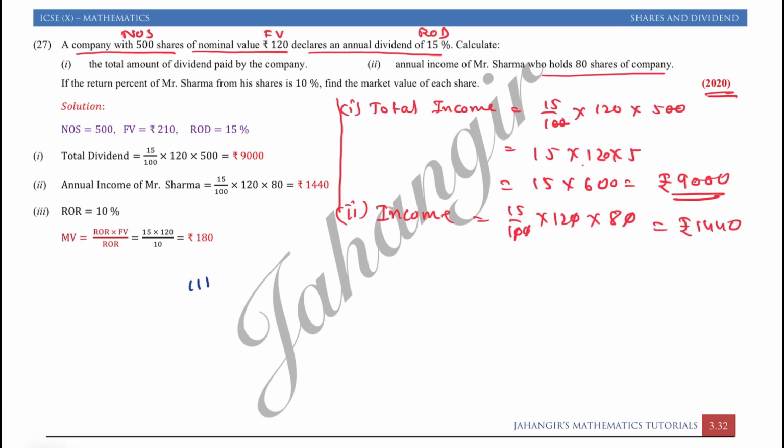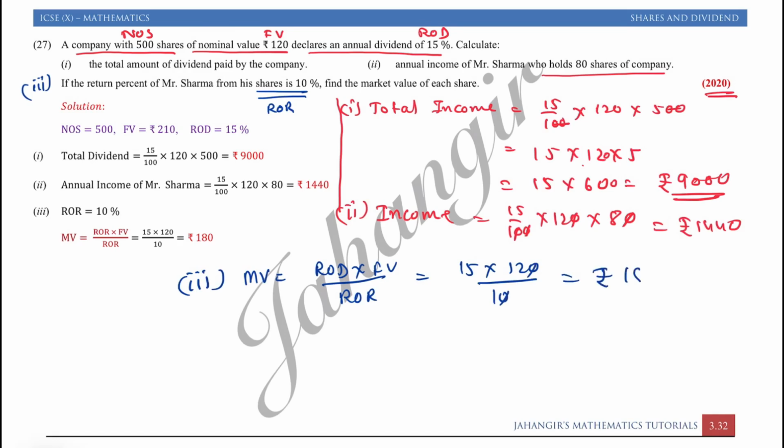In the third part we have to find, if the rate percent of Mr. Sharma from these shares is 10%, find the market value. We have rate of return, this is rate of return, we have to find market value. So MV is equal to ROD into FV upon ROR. So ROD is what? 15 into face value is 120 upon ROR. Rate of return is 10. 0 cancel. 12 into 15 is rupees 180.